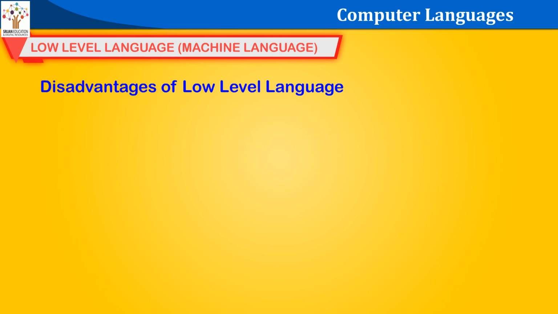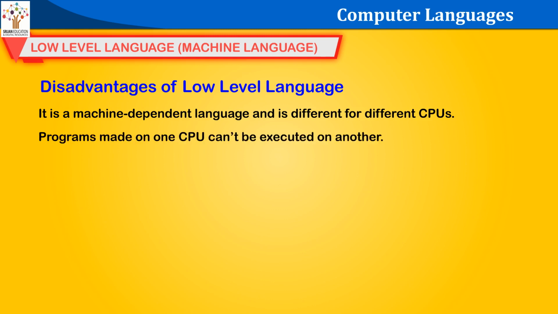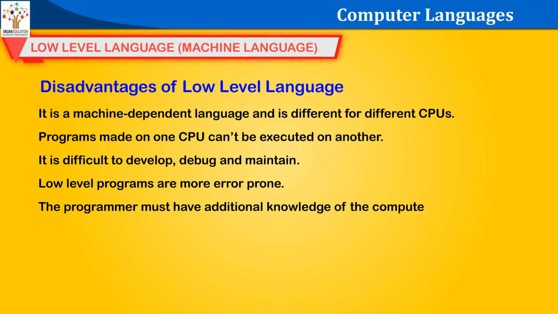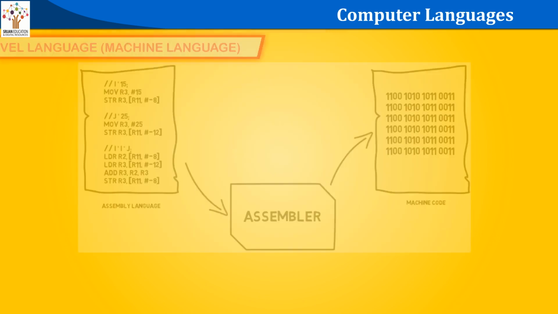Disadvantages of low-level language. It is a machine-dependent language and is different for different CPUs. Programs made on one CPU can't be executed on another. It is difficult to develop, debug, and maintain. Low-level programs are more error-prone. The programmer must have additional knowledge of the computer architecture of that particular machine for programming in a low-level language.